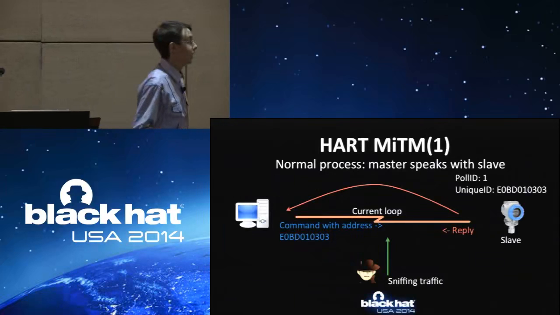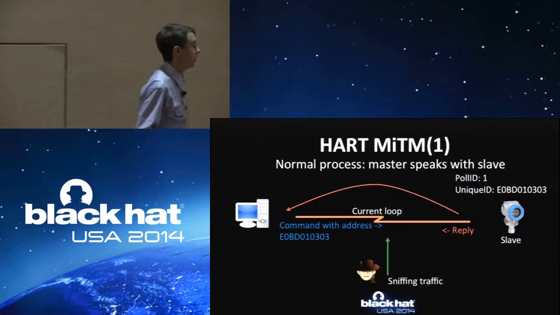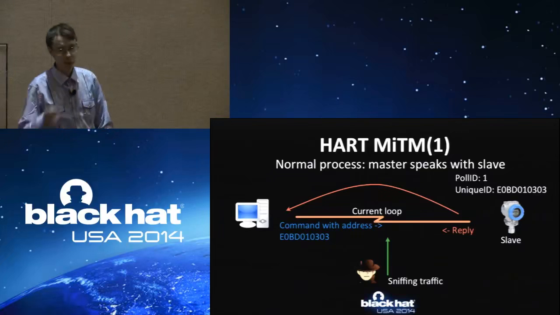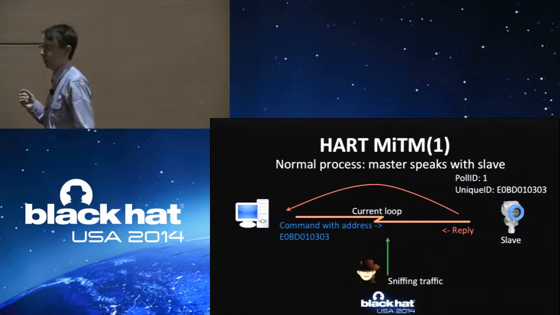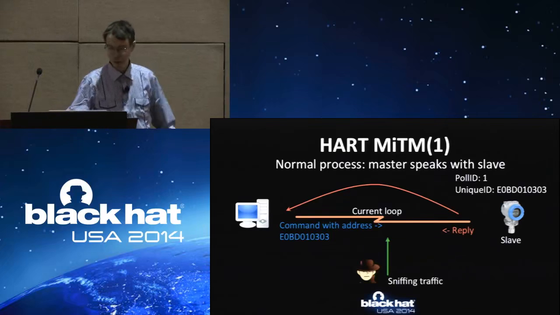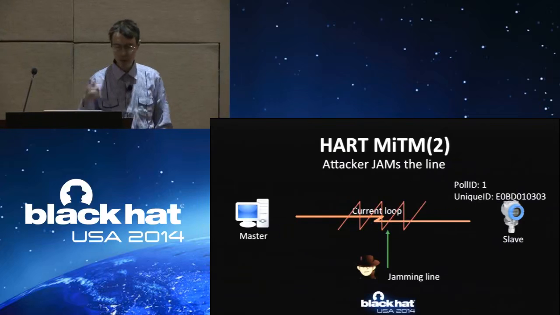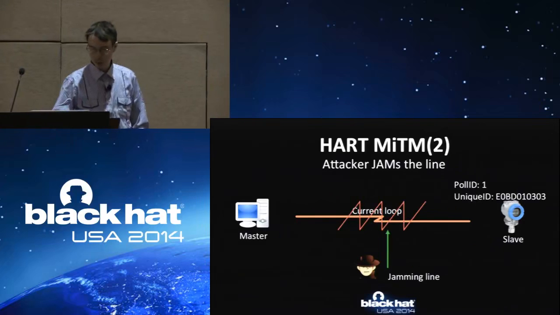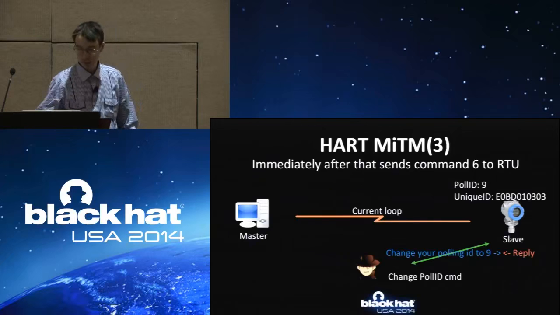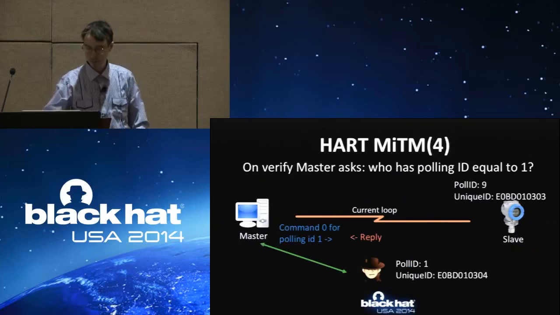So let's start. Here we have the normal communication process between PACTware and a HART transmitter, and the attacker could sniff the traffic to understand the HART unique ID and polling ID of the device to forge. Then the attacker will jam the line, and the master detects the fault and, according to the standard, stops the transmission for some time. That gives the attacker a small amount of time to act as a master and send the R2 command, change your polling ID to 9, to the slave device, and you can see this on the picture.